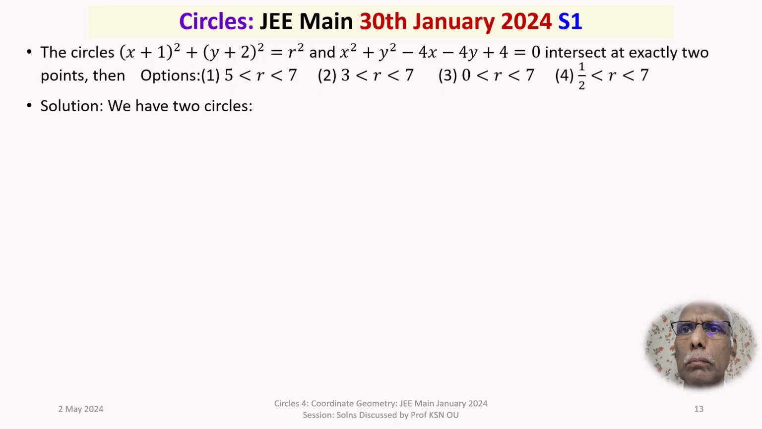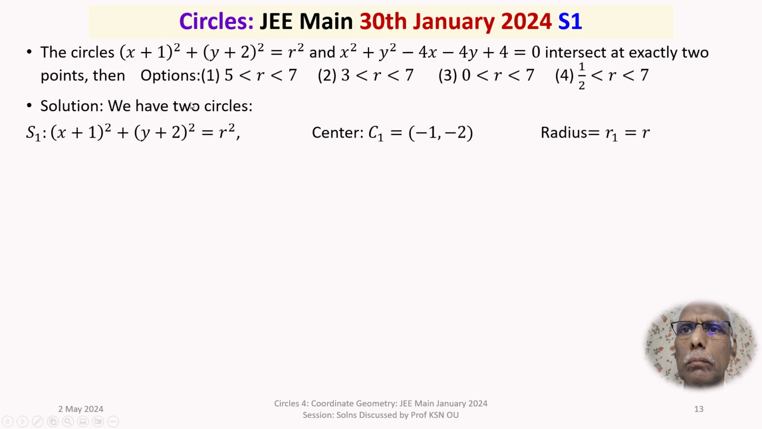So we have two circles. Let's take the first circle, S1. The equation is (x+1)² + (y+2)² = r². Let's call the center of this circle C1. It is (−1, −2). The radius is r, R1 is equal to r. Let's take the second circle. The equation is x² + y² − 4x − 4y + 4 = 0.